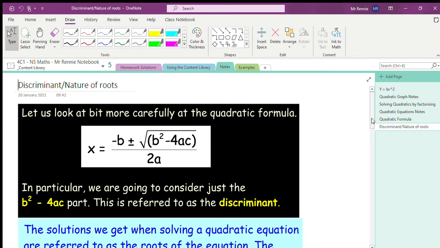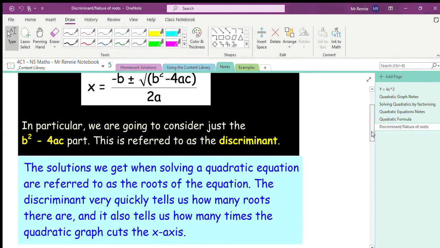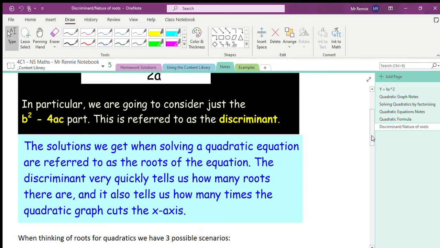Okay, so we know the quadratic formula gets us solutions to a quadratic equation. The solutions we get when we solve a quadratic equation using the quadratic formula or by factorizing are referred to as the roots of the equation. What the discriminant does, which is the b squared minus 4ac part, is very quickly tell us how many roots we expect to find. It also tells us how many times a graph will cut the x-axis.